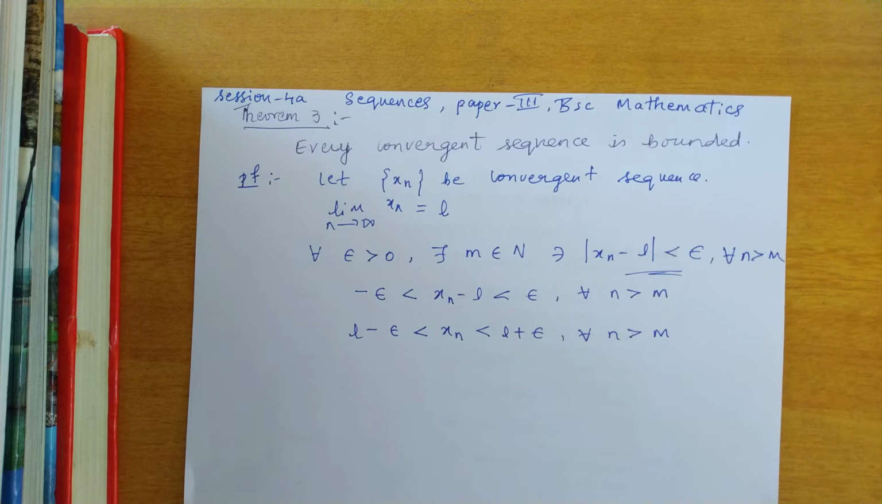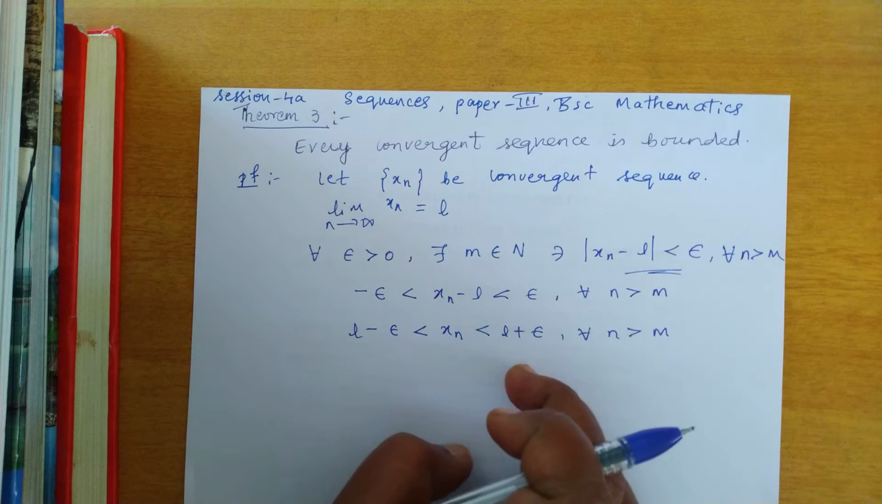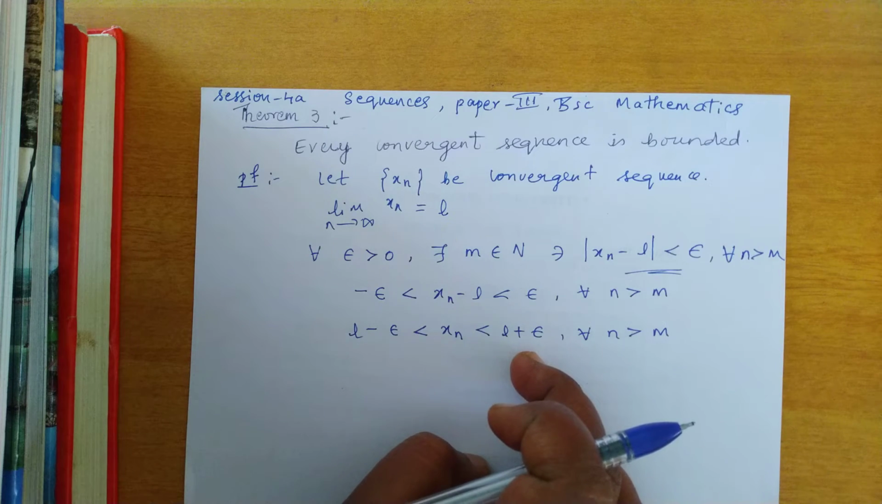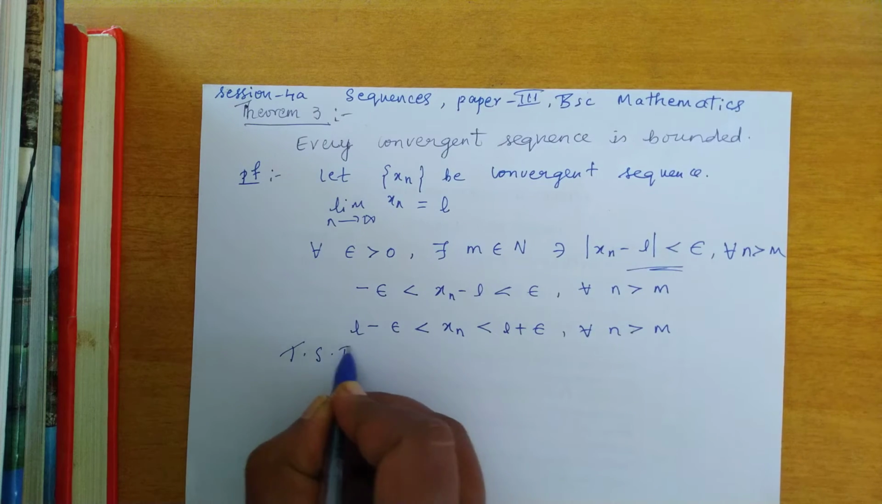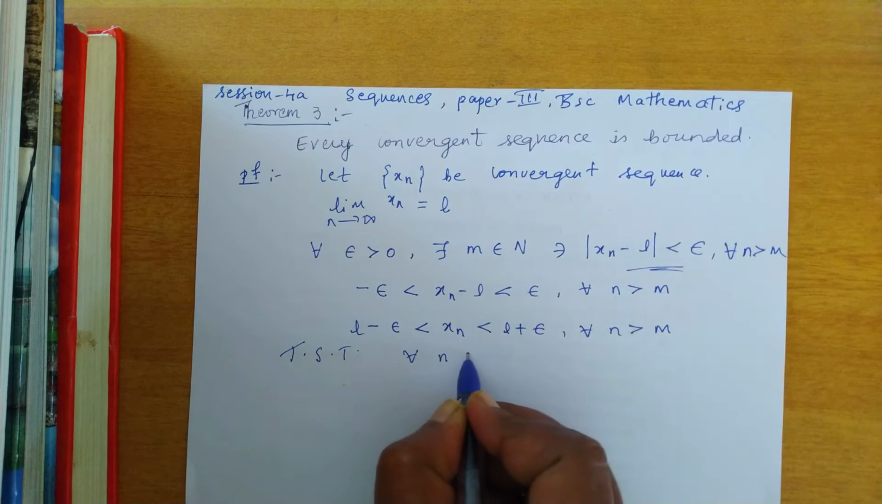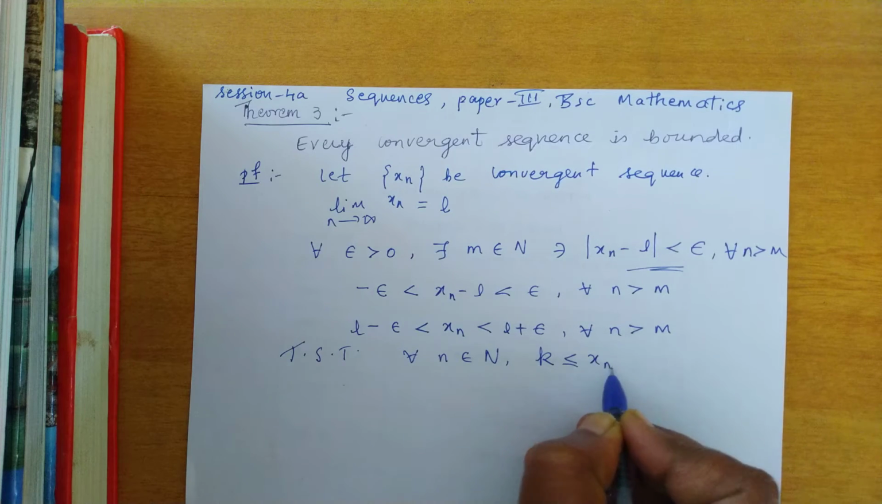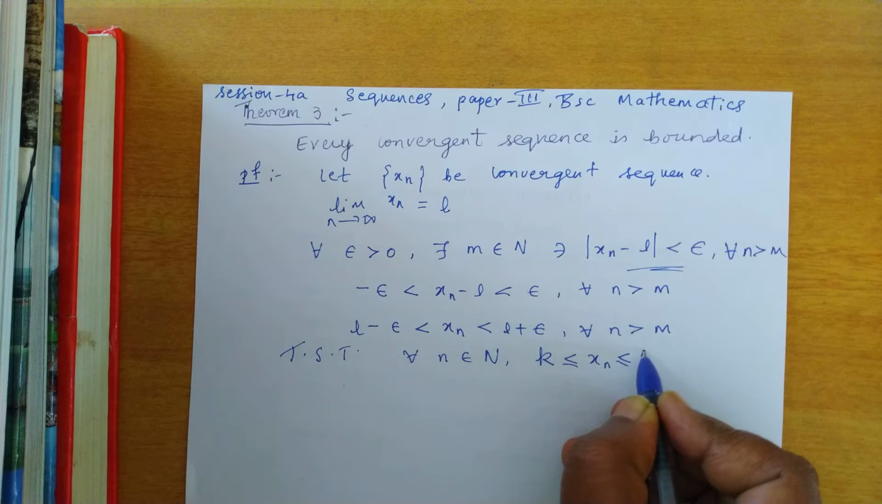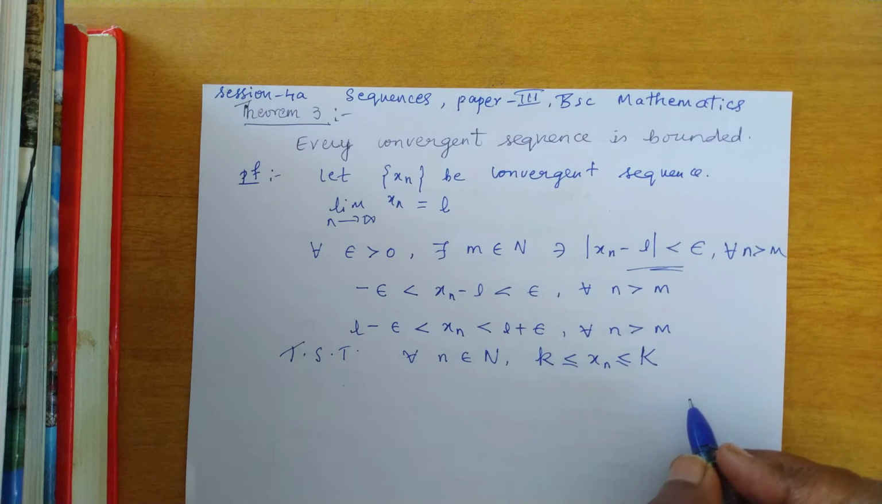So now here we can see that the terms of the sequence after the mth term are bounded. They are bounded between which limits? L minus epsilon and L plus epsilon. Now what we have to show is that for all n belonging to N, xn is lying between small k and capital K, for some real numbers k and K.